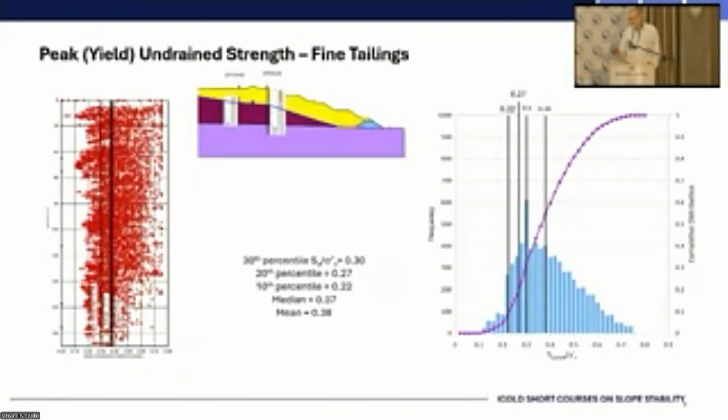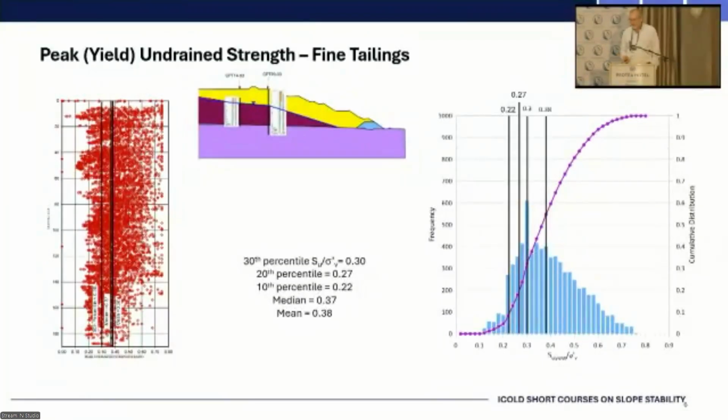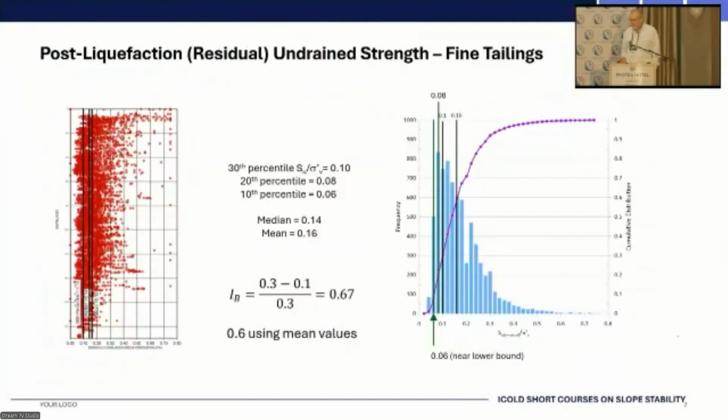You have a fairly nice normal distribution here, a little bit skewed, but pretty close to normal. You can see the 30th percentile value, 20th and 10th percentile value, median and the mean. If you took a 10th percentile value, if I do this again, I probably will show a 5th percentile as well, to pick up from Alejo's presentation and approach. And then, of course, the most important one to me is the residual strength characterization.